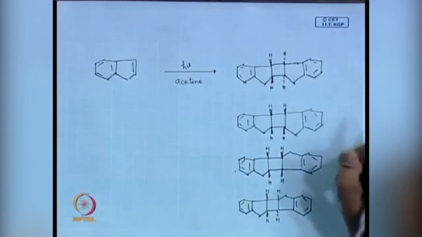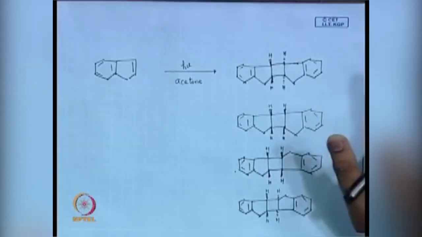When it is without sensitizer, it is more like a concerted type. So, you are thinking about only one product, okay, and the other way around of that product. But when it is with sensitizer, then it is radical chemistry. So, you have to write all the products. Fine.